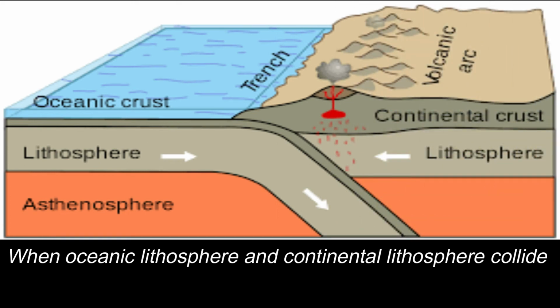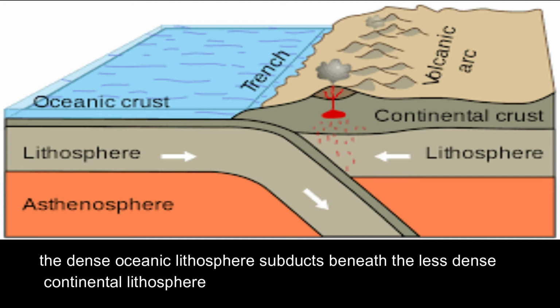At an oceanic-continental convergent boundary, the oceanic lithosphere will always subduct below the continental lithosphere. This is caused by the relative density difference between the oceanic (3.0 grams/centimeter³) and continental (2.7 grams/centimeter³) lithosphere. This type of boundary is also called a subduction zone.